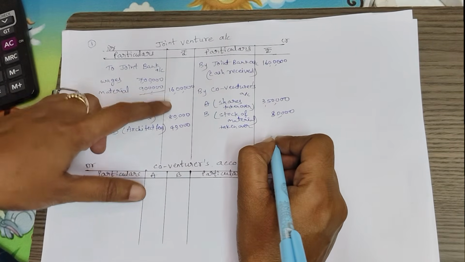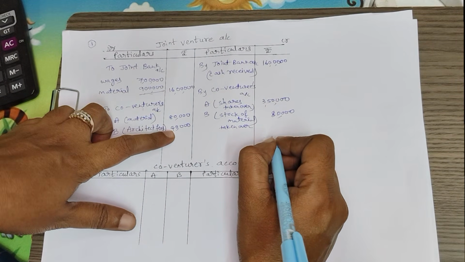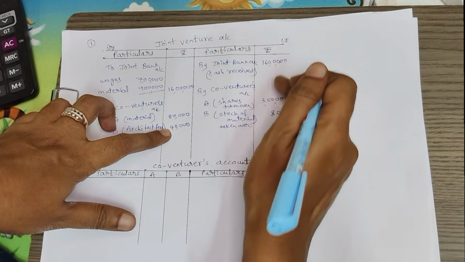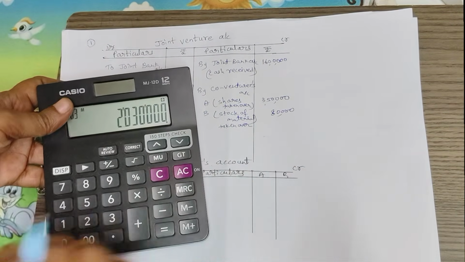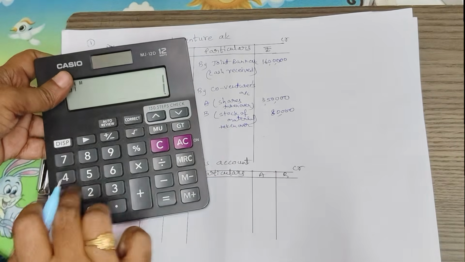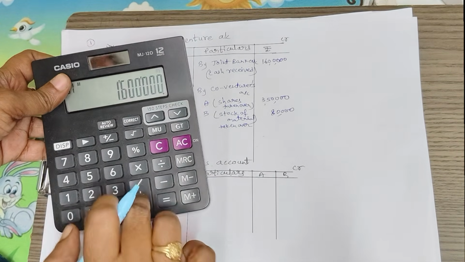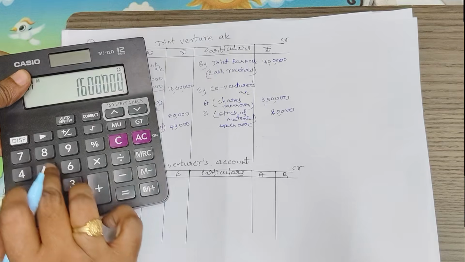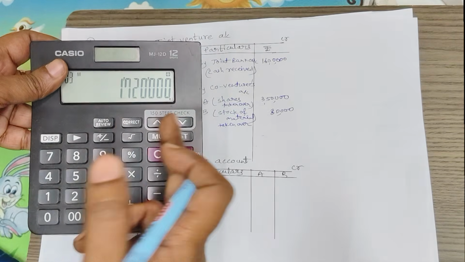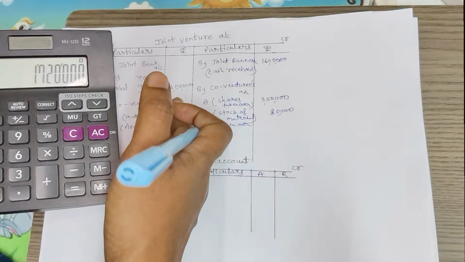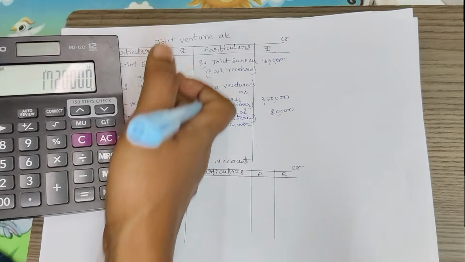So here 16 lakhs plus 80,000 plus 40,000. See here, this one is 20 lakhs 30,000 and this one is 16 lakhs plus 80,000 plus 40,000. How much? 17 lakhs 20,000. So compared to this value, this is very less. So income is more, expenditure is less.